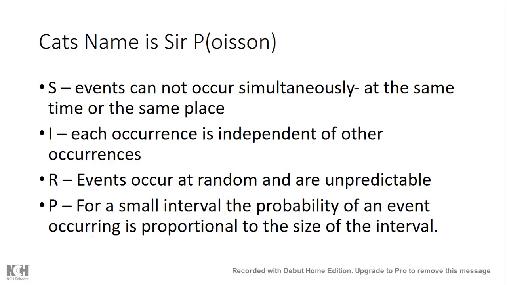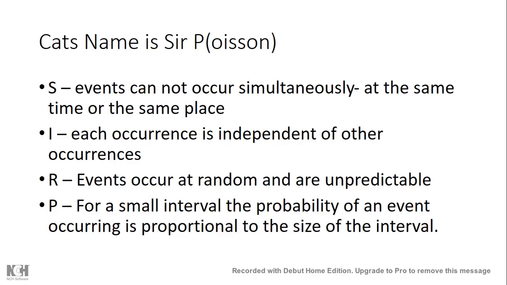Okay, so if you double the length, you're sort of expecting double the number of faults or whatever it is that you're measuring. So my cat is called Sir P, short for Sir Poisson, and each of those letters helps me to remember something about the conditions, right? So S is simultaneously. Events cannot occur simultaneously at the same time or the same place. I is for independence. Each occurrence is independent of other occurrences. R is for random, obviously. Events occur at random and are unpredictable. And P stands for proportion.